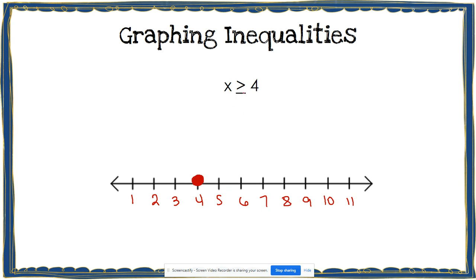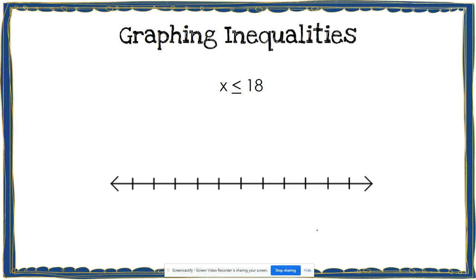Now I know that x can equal 4, but x can also be anything that is greater than 4. So to show that x can be any number that is greater than 4, I am going to shade on my number line to the right of 4. All of the values that are to the right of 4 on a number line, including those that continue on that we can't see, would be possible solutions to the inequality x is greater than or equal to 4.